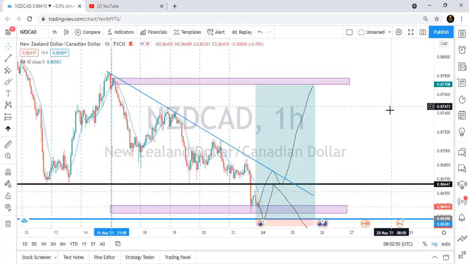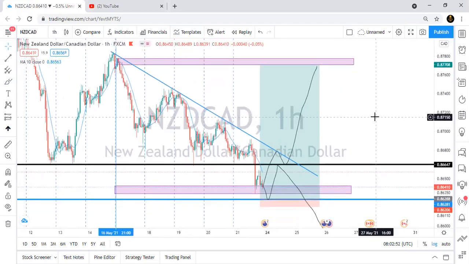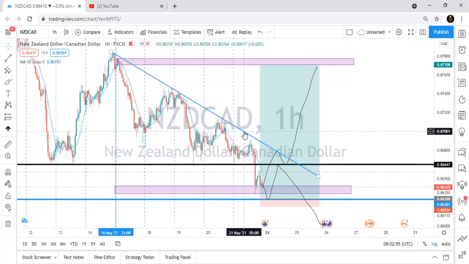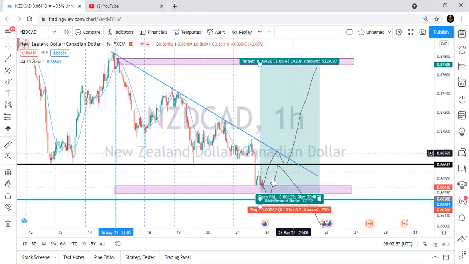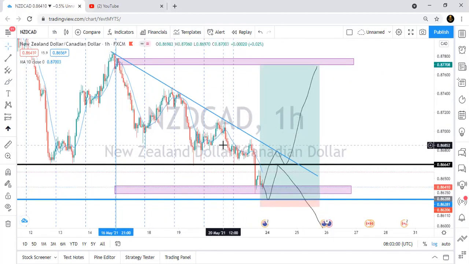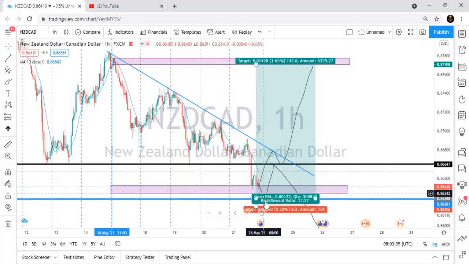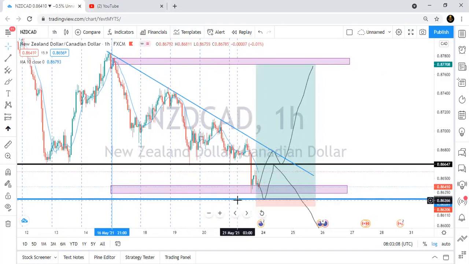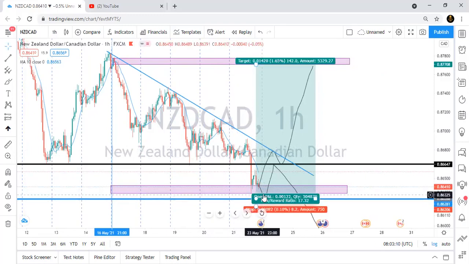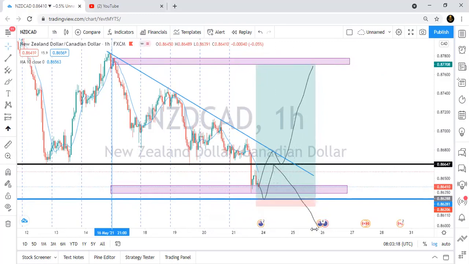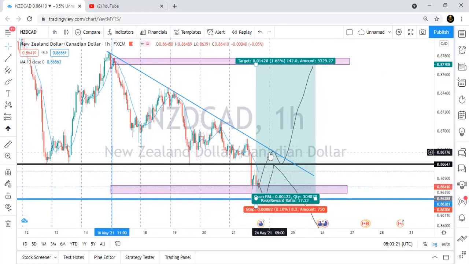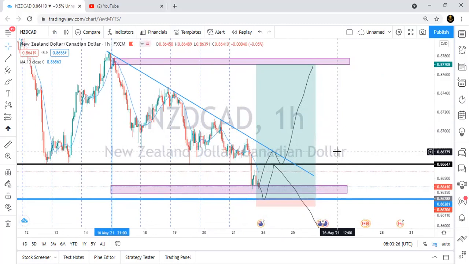NZD CAD, this is what I'm expecting. This is just a confluence trend line that I put in case it breaks, but I don't use trend lines. So this one I'm expecting price to come until this area of mitigation, the area of liquidity, maybe even a rejection, just to come until it then bounces back. And then from here, I'll be looking for it to continue down. Or if it goes up and retests this and breaks this trend line, then I'm going to go long.